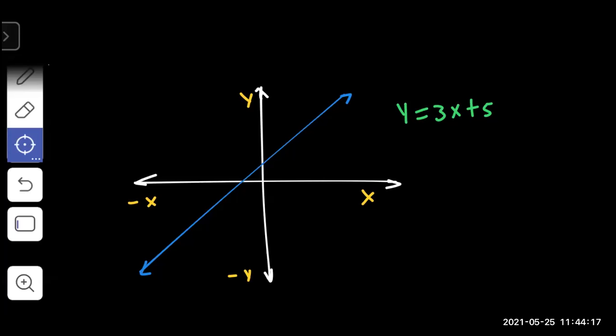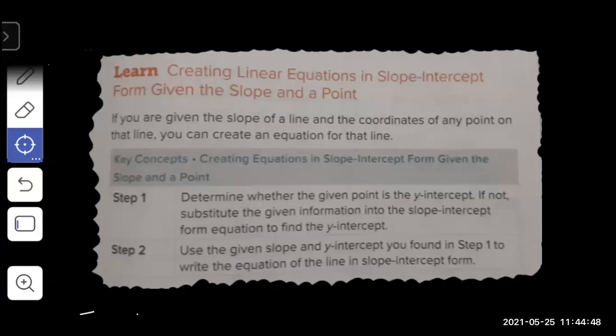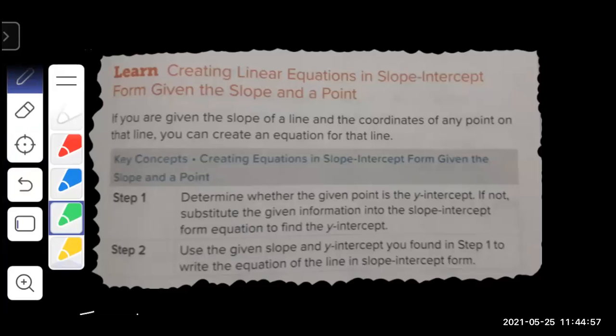So you're going to have the graph, or some previous information, and then you will have to determine what the equation is. Please pay close attention. You're not going to write this, but I need you to concentrate on this. Okay, what we're going to do, guys, is create linear equations in slope-intercept form, given the slope and a point. What is that? First of all, can someone tell me what the slope-intercept form is? What is that?